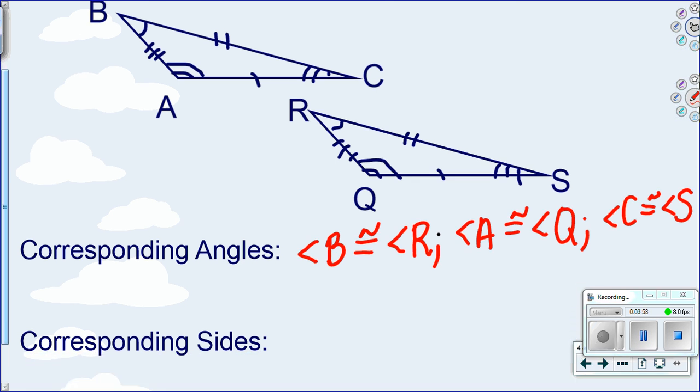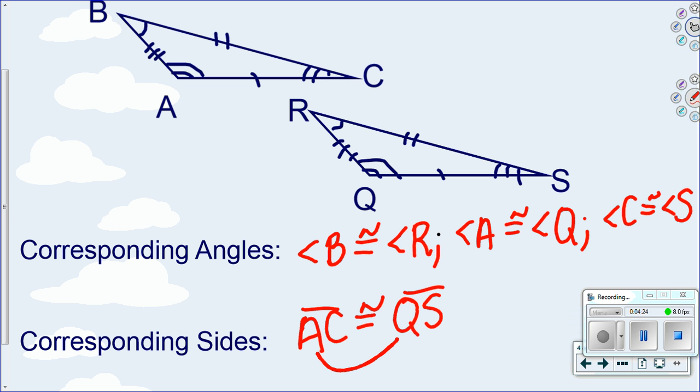So who can tell me a pair of corresponding sides? Sky? Good. AC. And we use this little line on top to say that's the line segment. AC is congruent to QS. Does the order in which I name these matter? Yes. Because I know that angle A and Q are congruent, and I know C and S are congruent. So make sure you are writing them in the correct order.